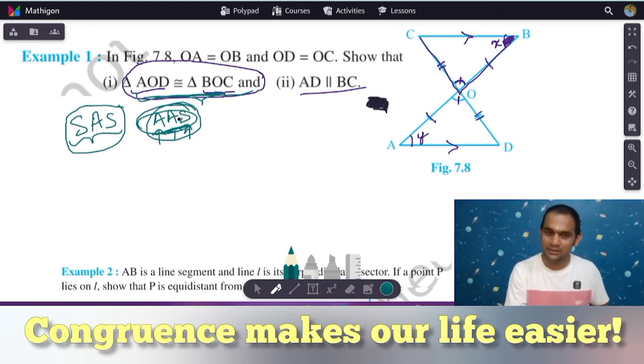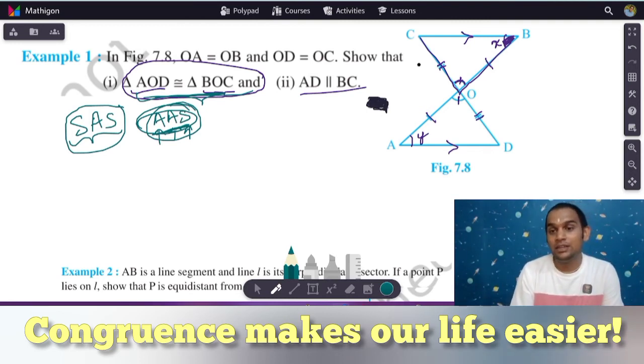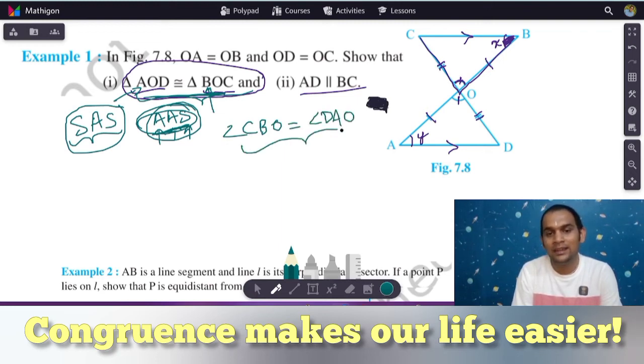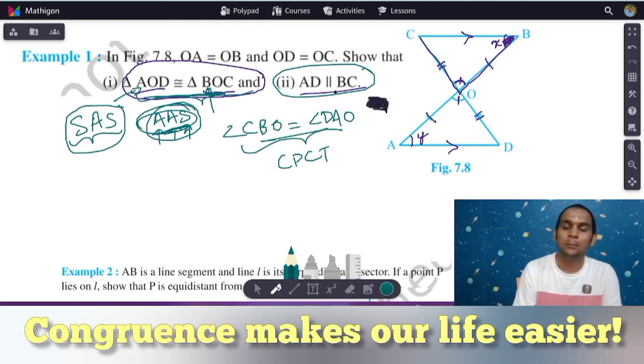I hope that is very much clear. So now we need to show that CBO is equal to OAC. So CBO, as you can see, B is over here and A is over here. So they are corresponding parts. So angle CBO will be equal to DAO. Why are they equal? CPCT rule, that is, corresponding parts of congruent triangles are equal. Now since alternate interior angles are equal, we have proved AD is congruent to BC.